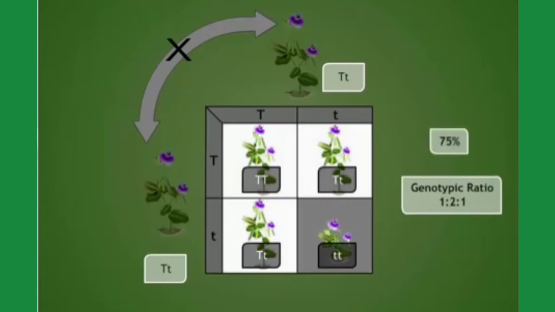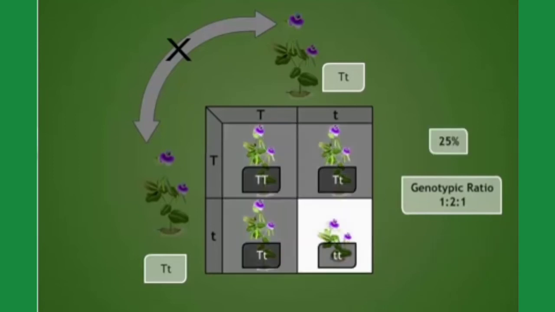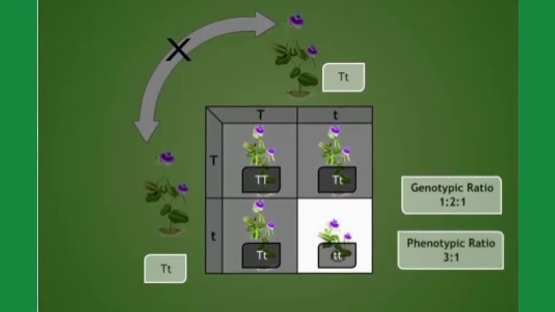Thus, 75% of the progeny in the F2 generation were tall and 25% of the progeny were dwarf, which gave the phenotypic ratio of 3:1.